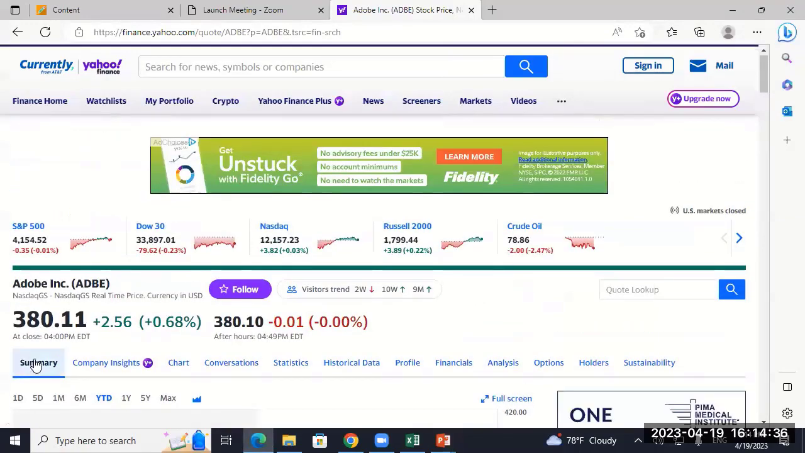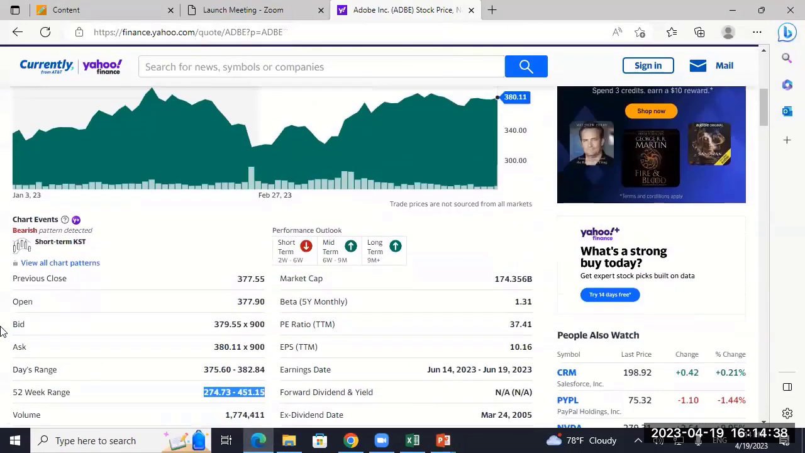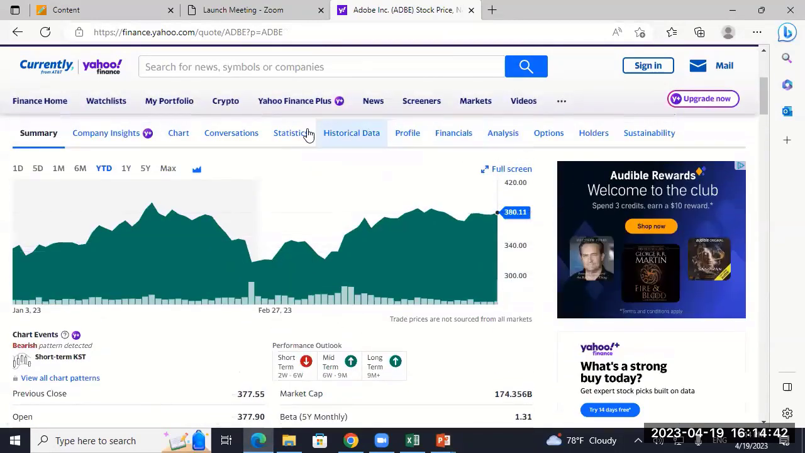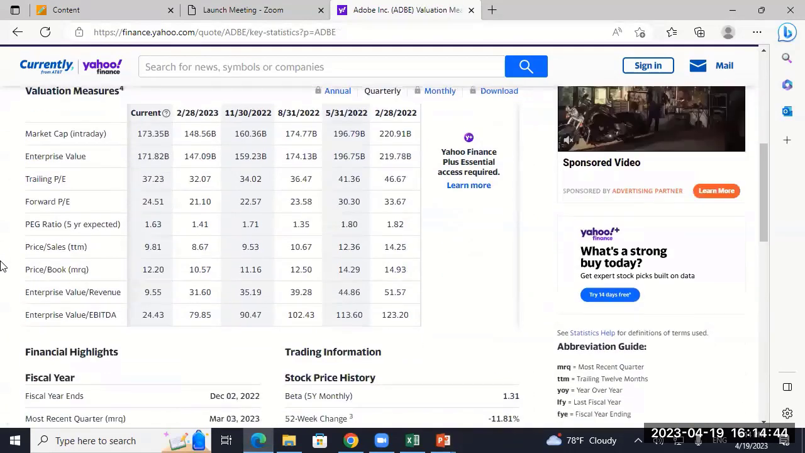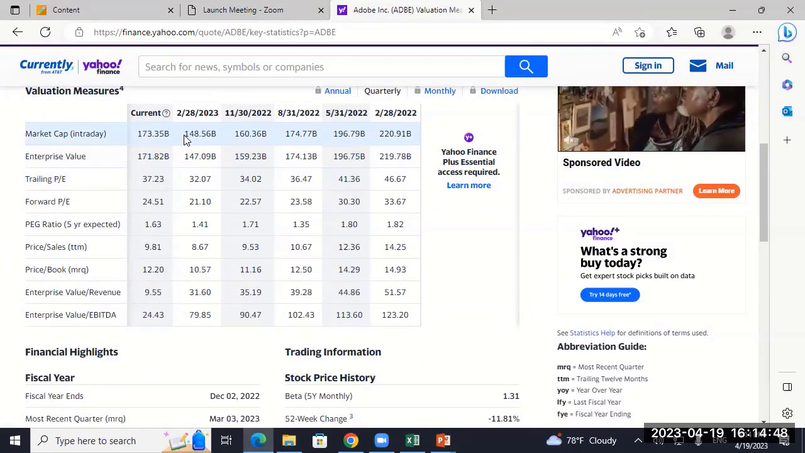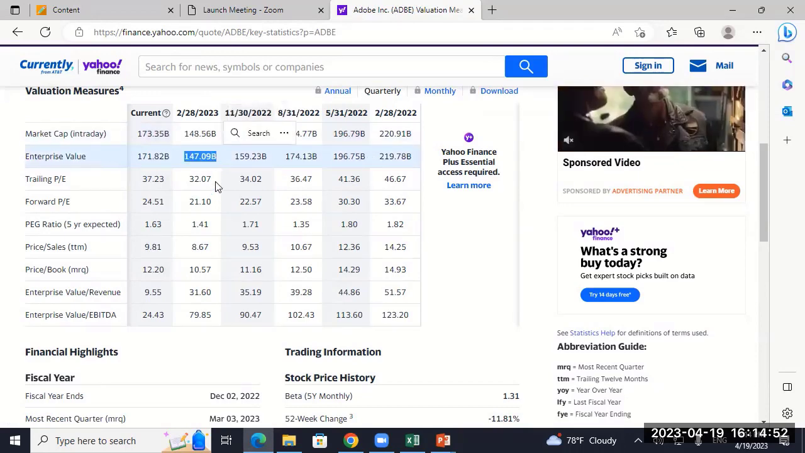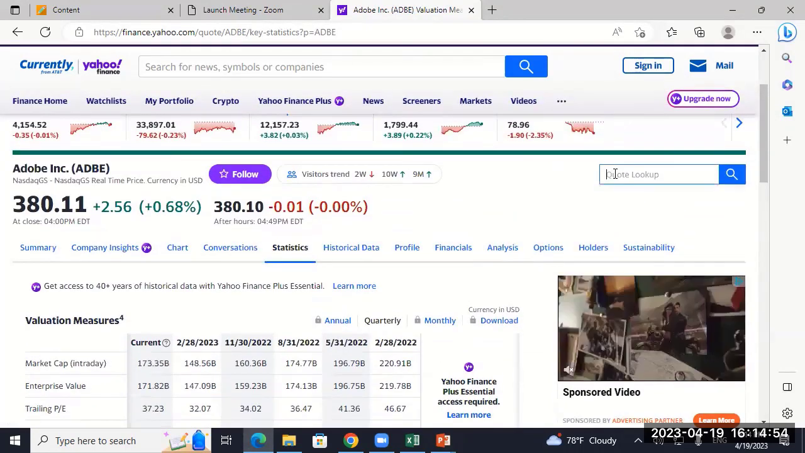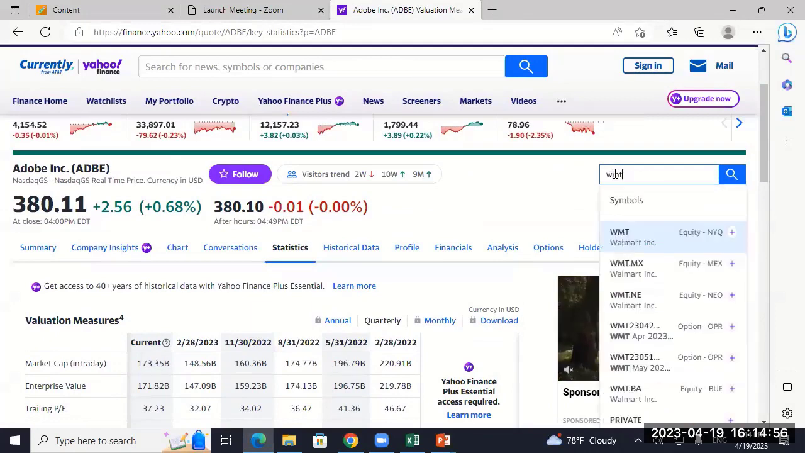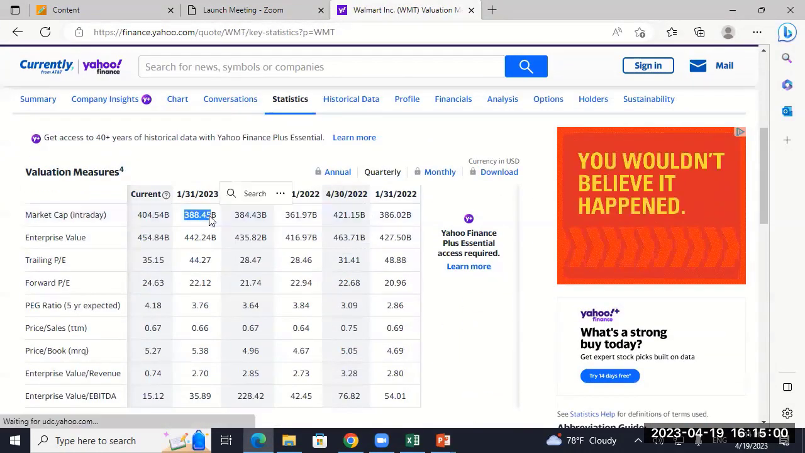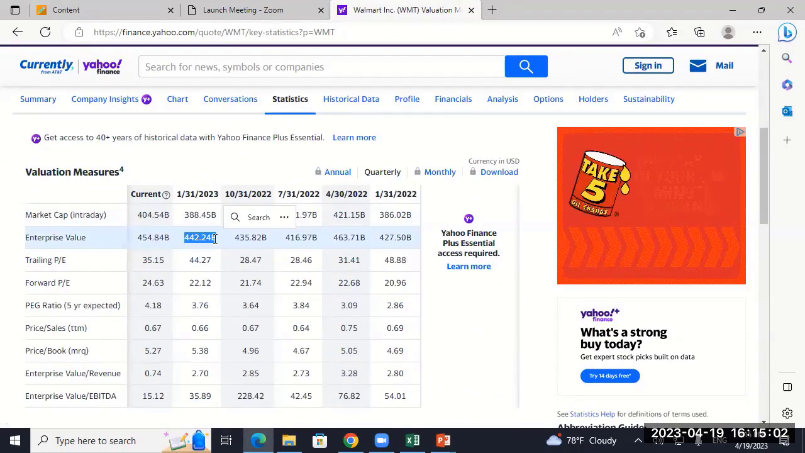We've got Adobe up here. I think we have to go to statistics. They should put it on this first page, but they don't. So Adobe's market cap is $159 billion. The enterprise value is $147 billion. I'm going to show you why in a second. Let me do Walmart, because that's going to be a little more straightforward. Walmart's market cap is $388 billion. The enterprise value is $442 billion. That's the norm, for enterprise value to be higher.